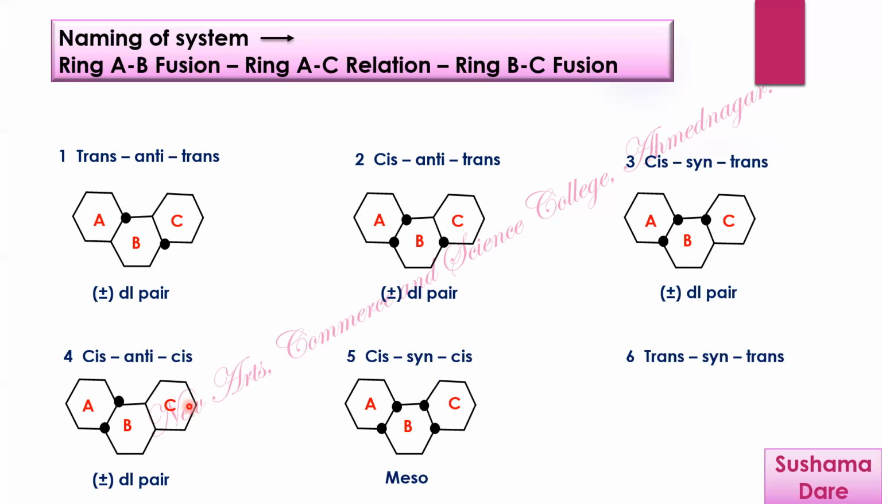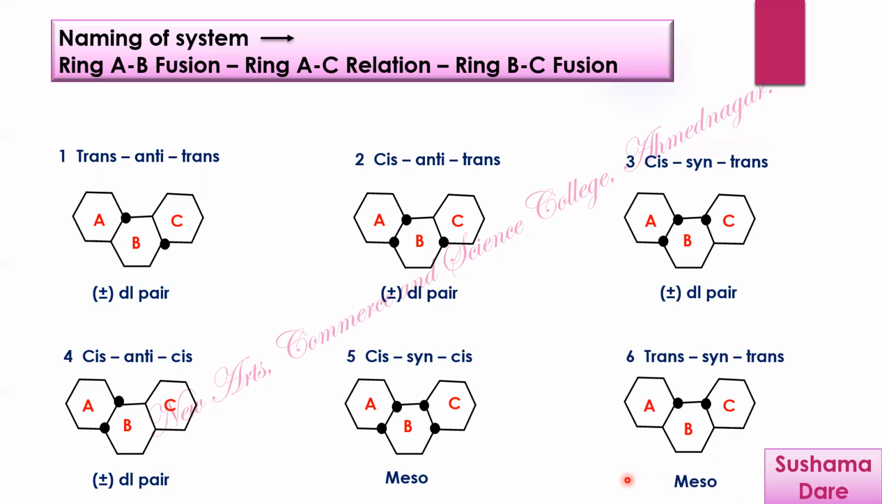Now, the last stereoisomer is trans-syn-trans. The structure for this molecule is: the AB fusion is trans. Look at the fusion center. This hydrogen is up, this hydrogen down, so trans. The stereochemistry at these two points is the same, so it is syn, and again the BC fusion is trans. So up and down, different stereochemistry. Again, this compound is meso.